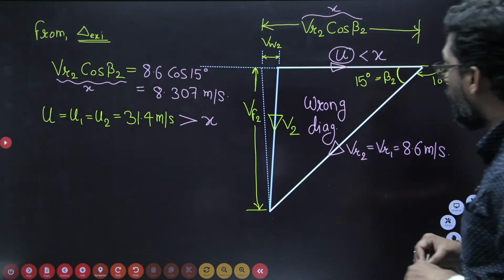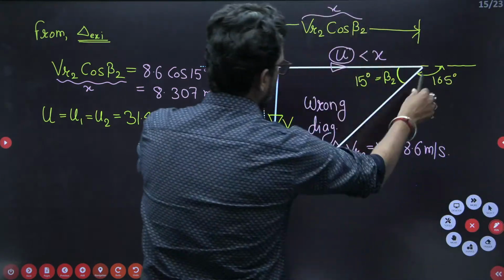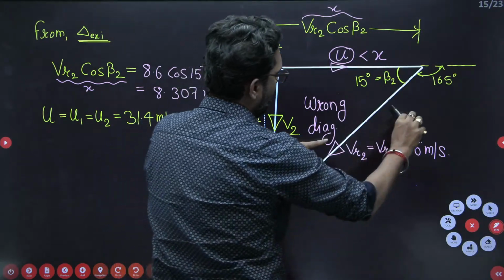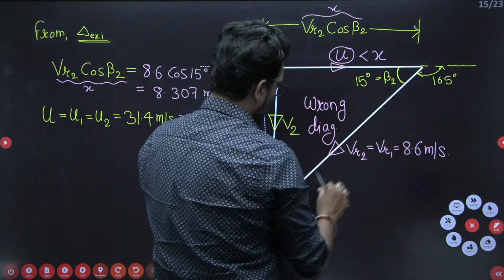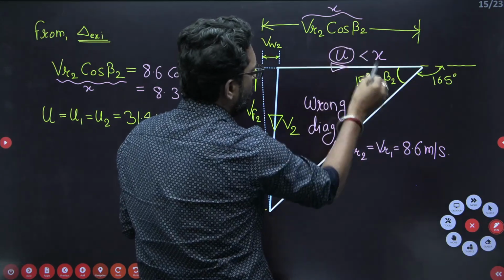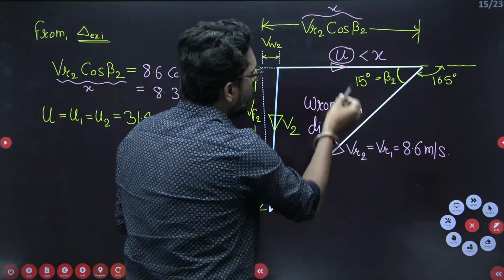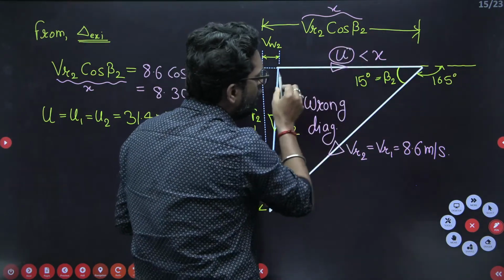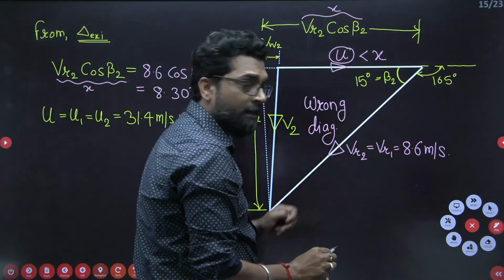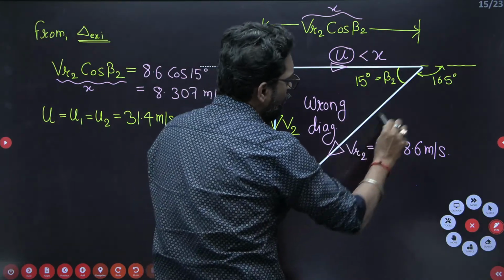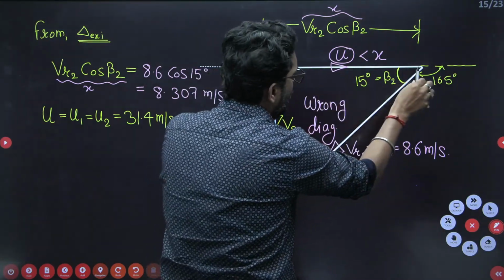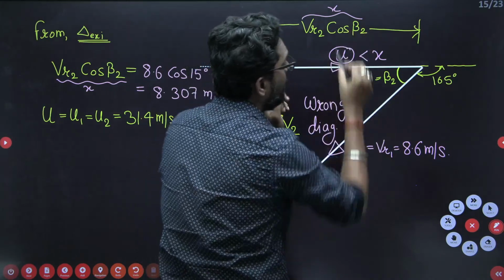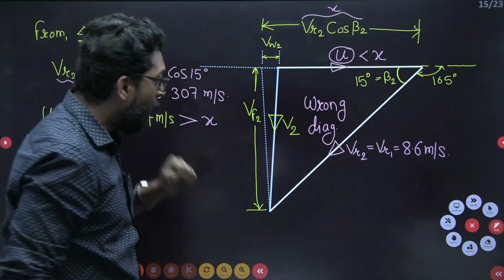So what do you have to do? You have to make this component less. VR2 cos beta 2 is the VR2 component along the U direction. If you take a smaller magnitude of VR2 and a higher magnitude of U, and take the component, then it is okay. So how do we design this?